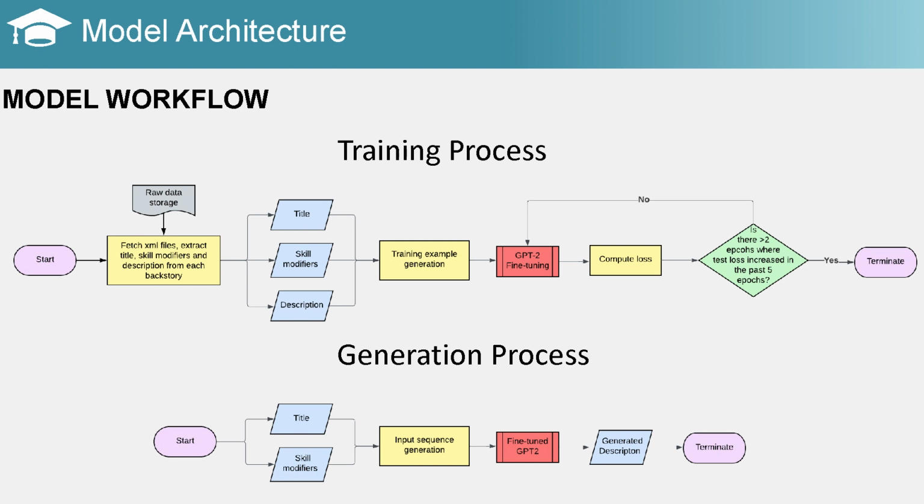We fine-tuned our model based on this training process, and we ended the training once there were more than 2 epochs where test loss increased in the past 5 epochs. When generating the backstories, we used a similar structure, but instead of using the whole sentence that consists of titles, skill modifiers, and description, we only use the title and skill modifiers, and then we let our fine-tuned GPT-2 model generate the rest. In terms of the software we used, since we only use standard machine learning software like PyTorch, NumPy and Pandas, we're not going to emphasize that.